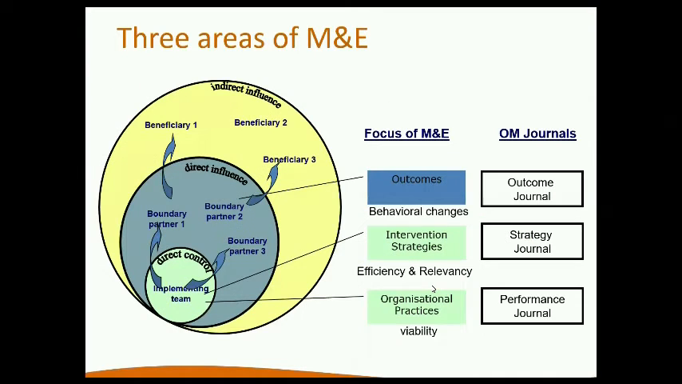And the corresponding journals that the manual offers correspond to each one of these spheres. For outcomes, we have the outcome journal. For intervention strategies and organizational practices, we have the strategy journal and the performance journal. So outcome mapping is really focused on these two spheres here.